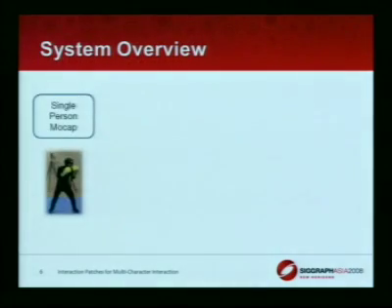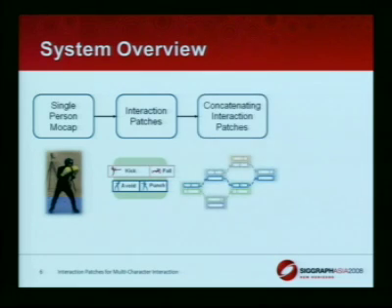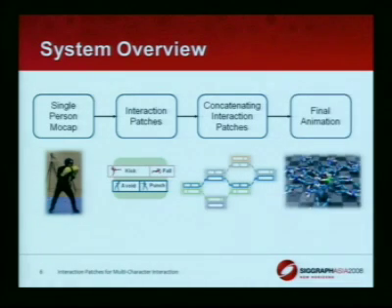The overview of our system is like this. We first capture the motion of a single person. And then we simulate the interaction between two characters. We save this kind of interaction into a data structure called interaction patches. And then during runtime, we combine these interaction patches in order to generate a large scene in which a lot of characters are interacting with each other.